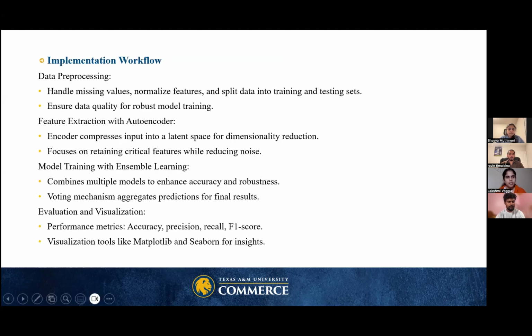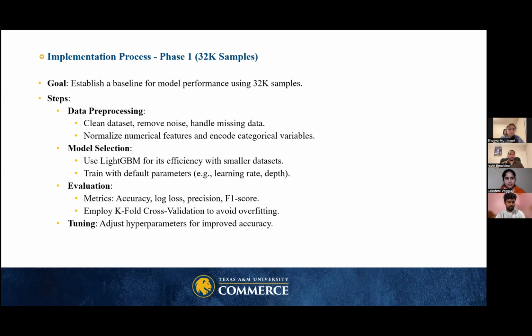And coming to the implementation workflow, the steps are data pre-processing, feature extraction with autoencoder, model training with ensemble learning, and evaluation and visualization. Data pre-processing is used to handle the missing values, and feature extraction with autoencoder, where the encoder compresses input into a latent space for dimensionality reduction. Model training combines multiple models to enhance accuracy and robustness. And coming to the evaluation and visualization, the performance metrics like accuracy, precision, recall, and F1 score will be evaluated.